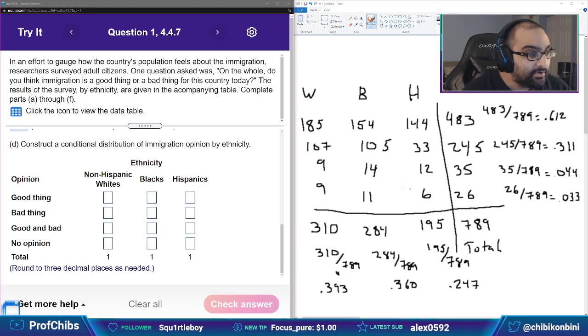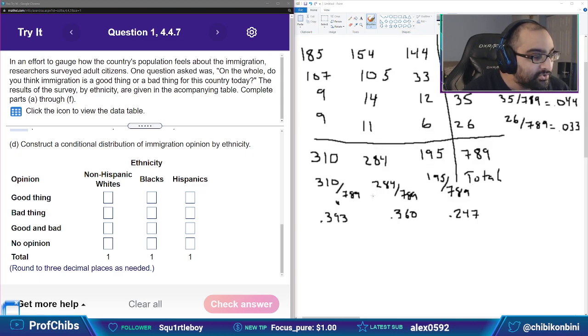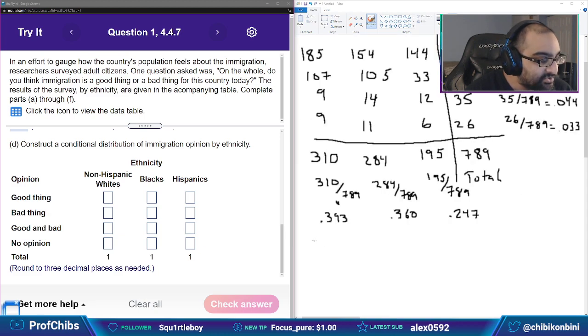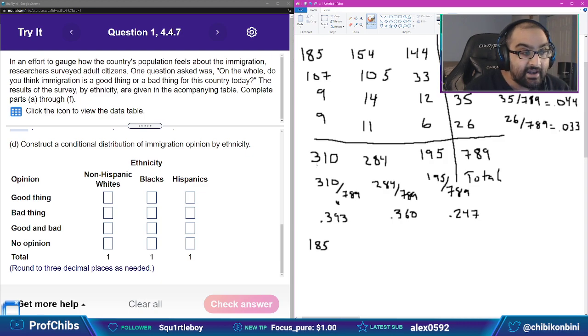So here we have the original table. We have the totals here for each one. Notice underneath the white one, we have 310 whites. We have 284 blacks, and we have 195 Hispanics. So we want to take every category here. We're going to take the 185. Because the total in the category for white people was 310, we're going to take 185 divided by 310. Alright?